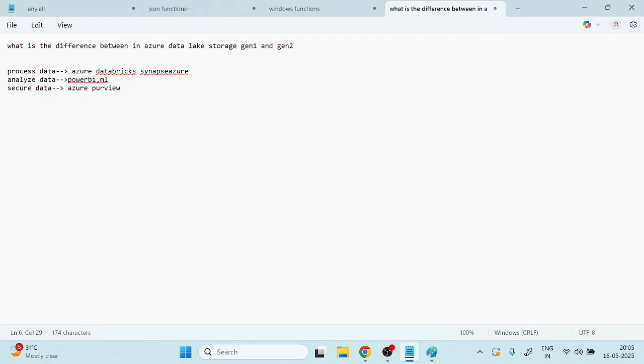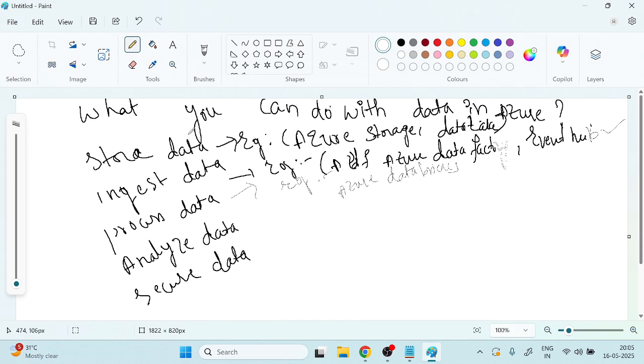So, what is our question, guys? Our question is: what can you do with data in Azure? So there are 5 steps for doing that: store the data, ingest the data, process data, analyze data, and secure data. Okay, are you getting my point, everyone? So there are the 5 ways. Okay, so next question.